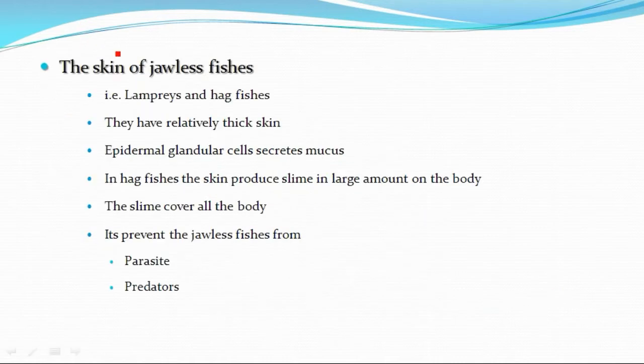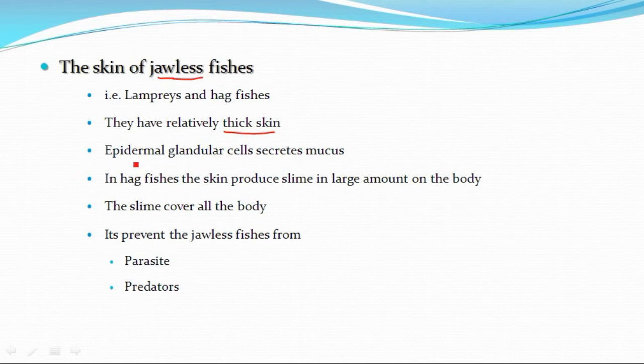Now we're going to discuss the skin of jawless species. What type of skin is present in jawless species? Examples of jawless species are the lamprey and hagfishes. They have a relatively thick skin, meaning that thick skin is present in jawless species.